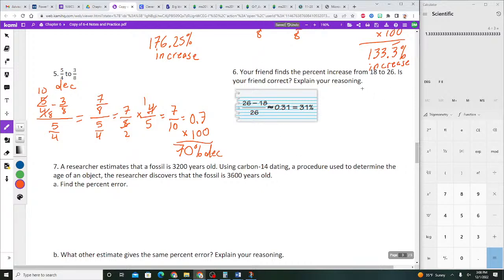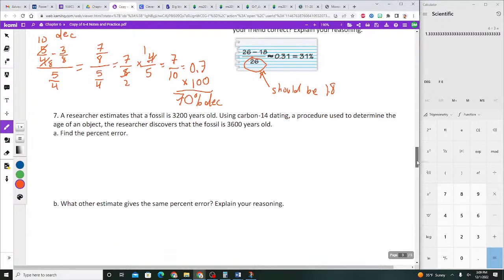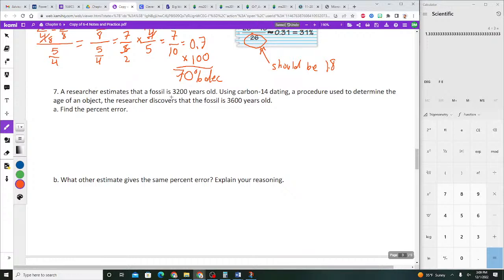Over here, we want to know if our friend is correct. They're going from 18 to 26, and our friend is not correct because our friend used 26 as the original. This 26 should be 18.